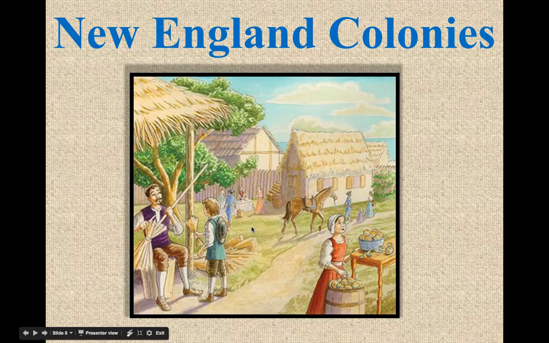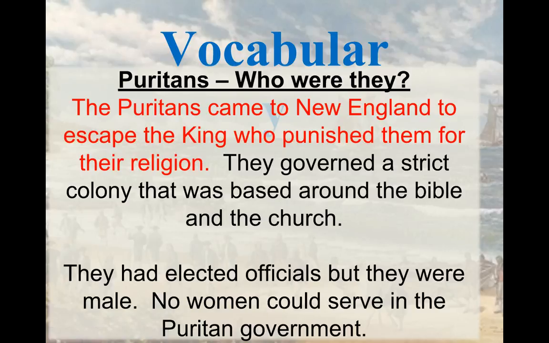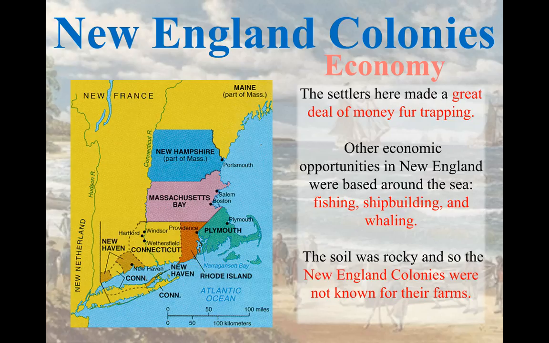New England colonies. Vocabulary. We're going to be recording Puritans. Puritans, who were they? The Puritans came to New England to escape the king who punished them for their religion. They governed a strict colony that was based around the Bible and the church. They had elected officials, but they were male. No women could serve in the Puritan government.